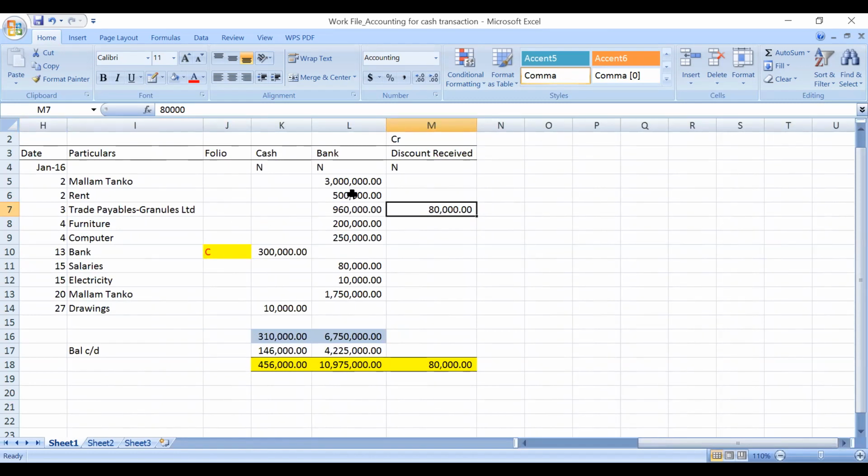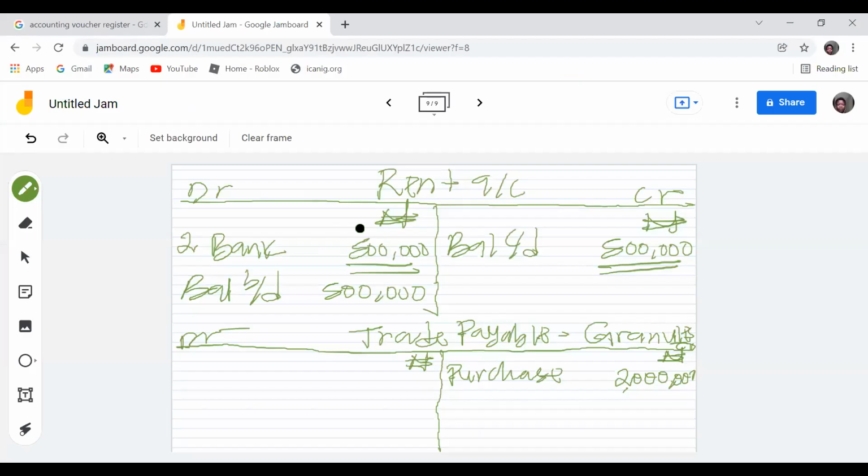80,000 naira. Now, if your liability account is increasing, you credit. If it is reducing, you are going to debit. So that discount is going to reduce your liability, and anything that will reduce a liability account, you are going to debit it. So the discount now that you receive will be debited. We are going to say discount received of 80,000.